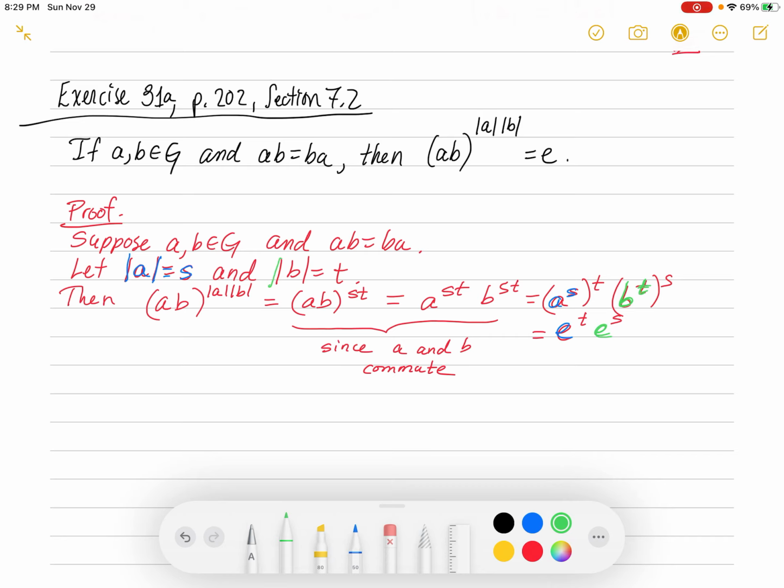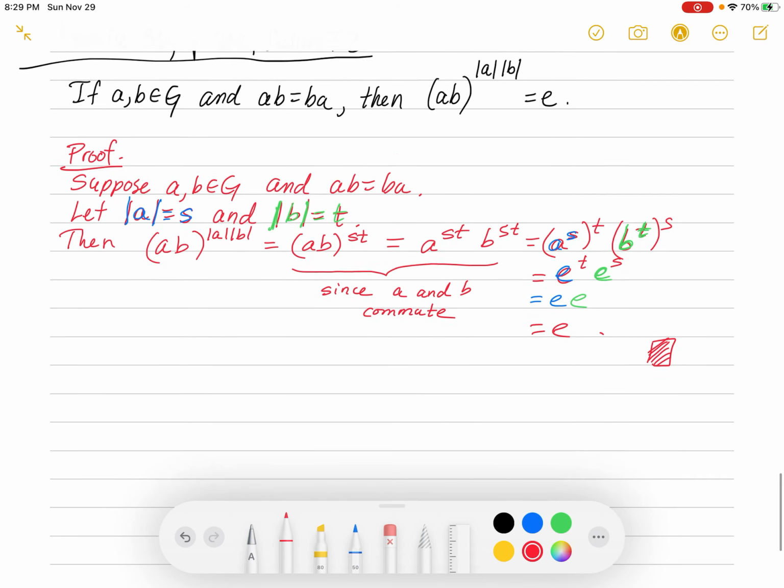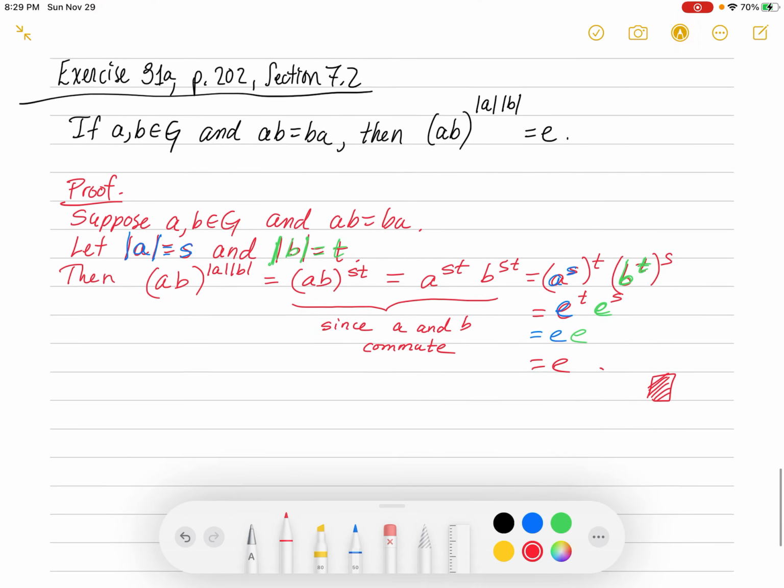Why is this B to the T the identity? That's because the order of B is T, right? So we got the identity to the T, times the identity to the S, is the identity times the identity is identity. That proves it. AB raised to the order of A times the order of B is the identity. End of proof. Very easy. That should have been like a limit in the book.